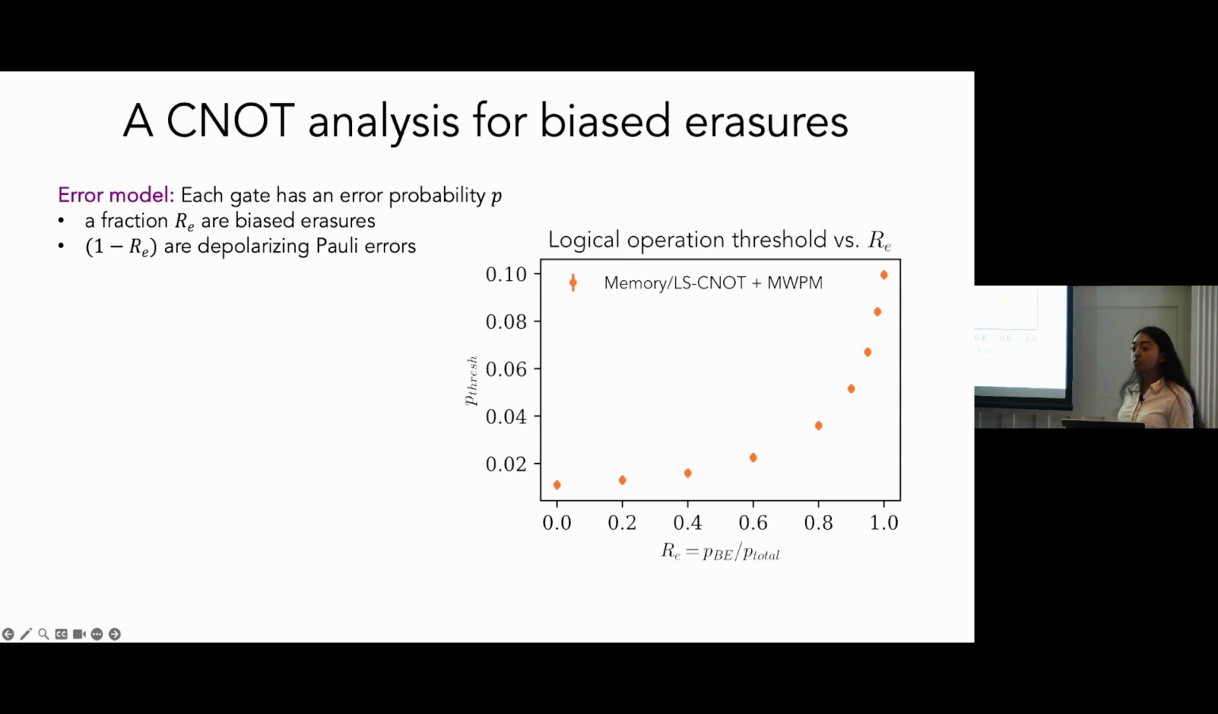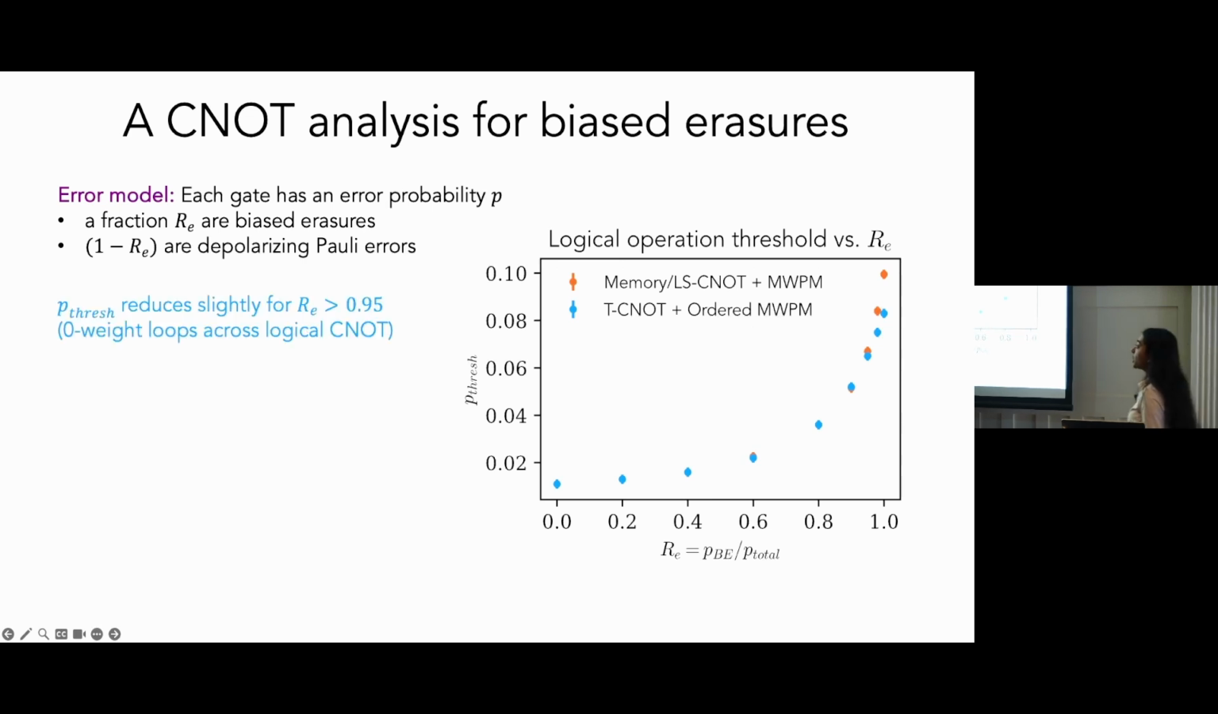Now, when we introduce the transversal CNOT to this biased erasure qubit scheme, we see the following graph, where at low erasure fractions, 0 erasures, like 20% erasures, 40%, we see that our transversal CNOT has exactly the same performance as a memory or lattice surgery scheme, though at very high erasure fractions, we see a slight drop in the threshold from like 10% to 8% for a transversal CNOT. And this drop can be attributed to weight 0 loops in the decoding graph around the logical CNOT.